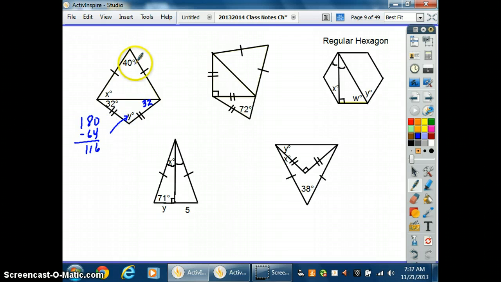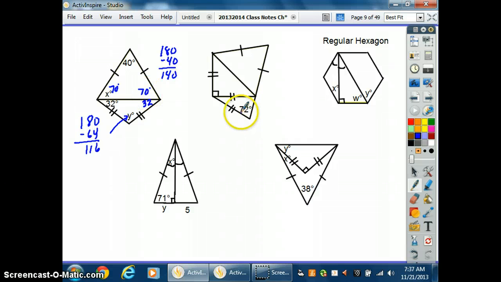Now up here we have the vertex angle equaling 40. So 180 minus 40 will give us 140. And we need to split that with two angles. So wouldn't that be 70 here and 70 here? Splitting that because those are base angles.